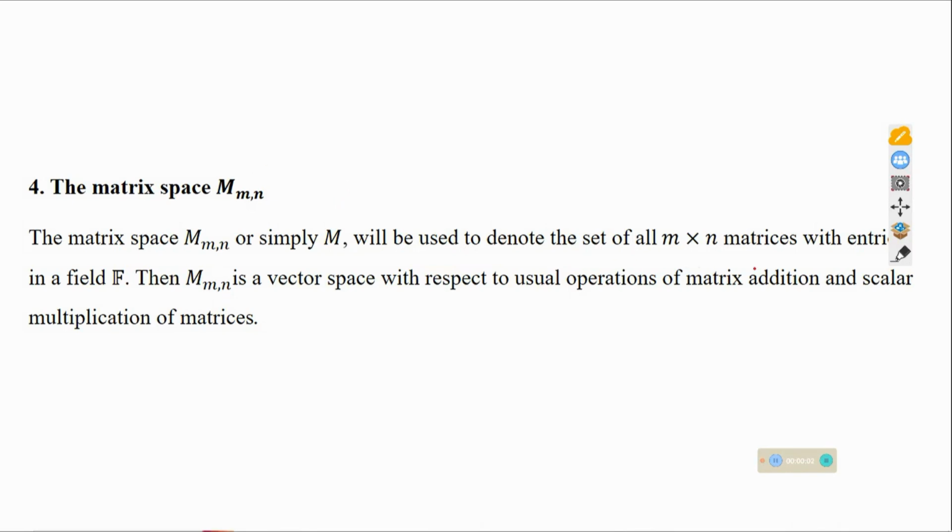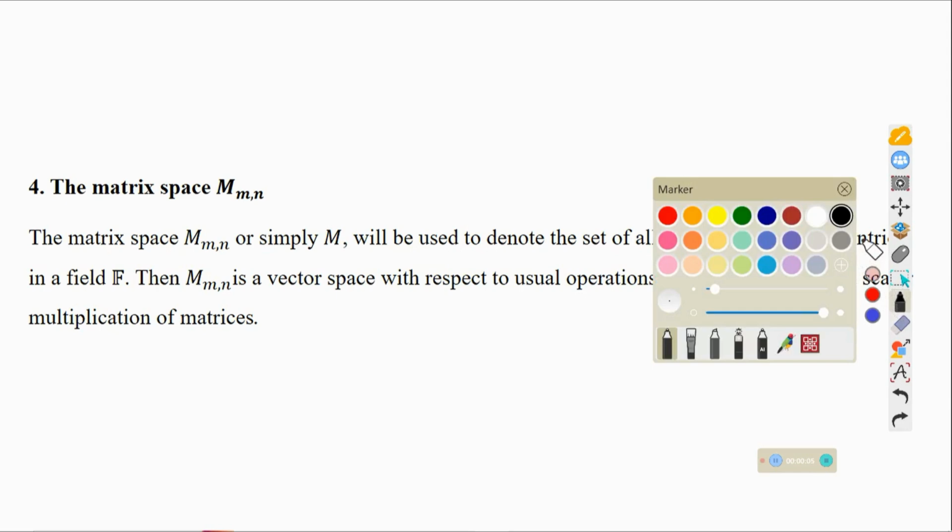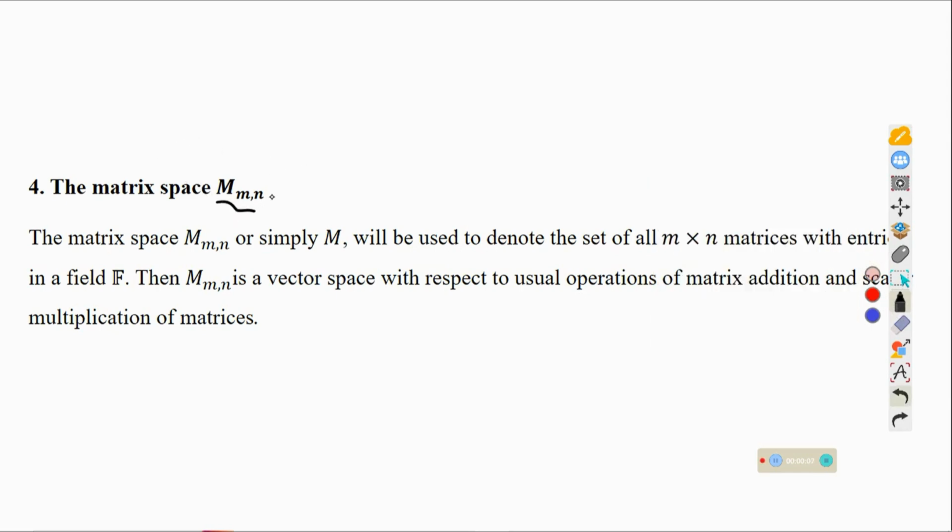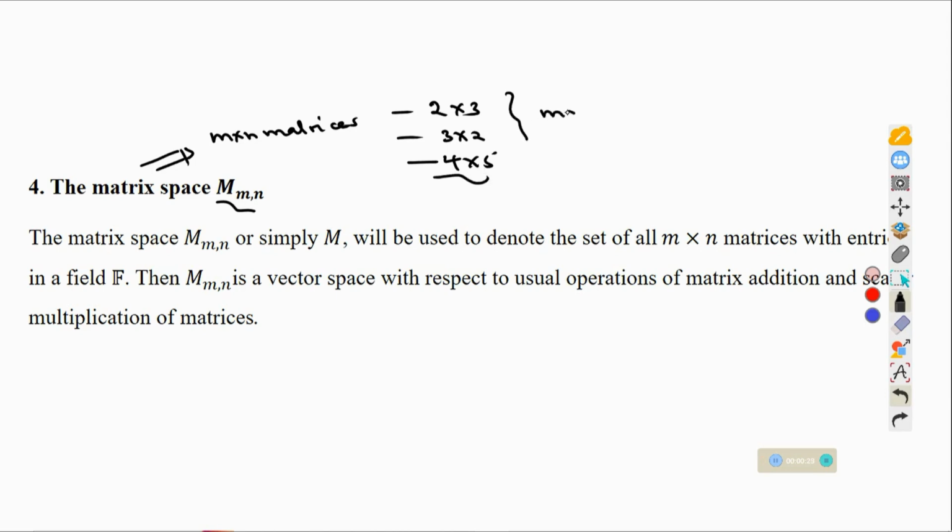Let us talk about the matrix space, which we can denote by M of m by n. In other words, this is a space consisting of all m by n matrices. So when we talk about m by n matrices, we are talking about a 2 by 3 matrix, a 3 by 2 matrix, or a 4 by 5 matrix, so long as it is an m by n matrix. Then if we look at the space consisting of such matrices, under what conditions can we say it is a vector space?